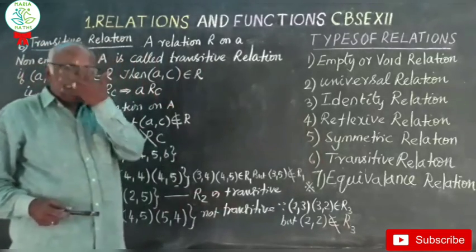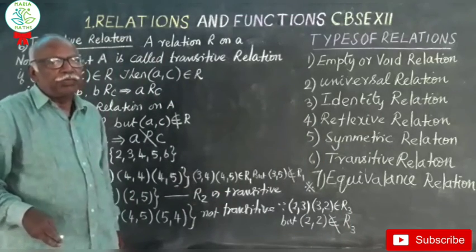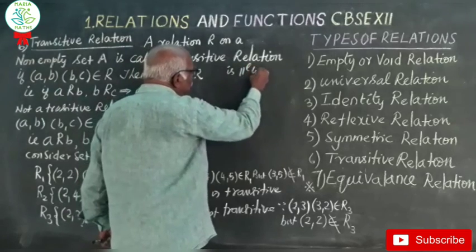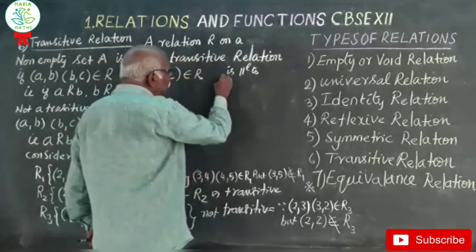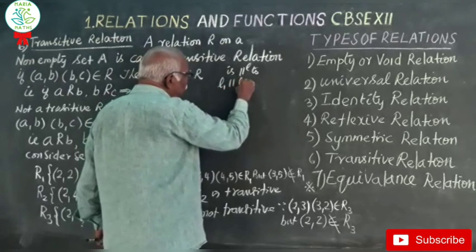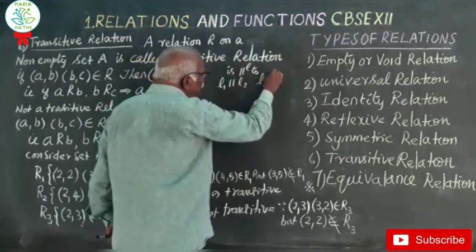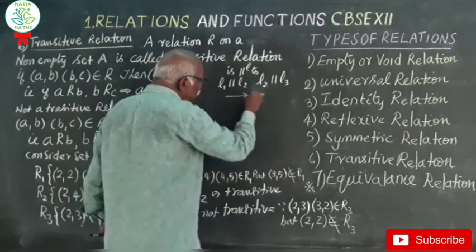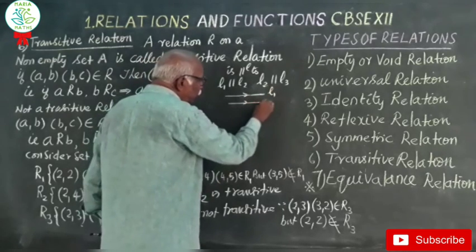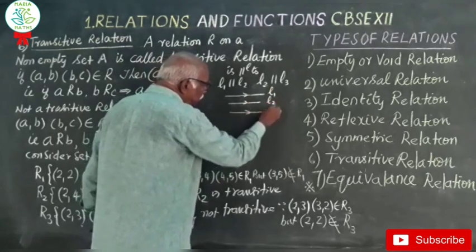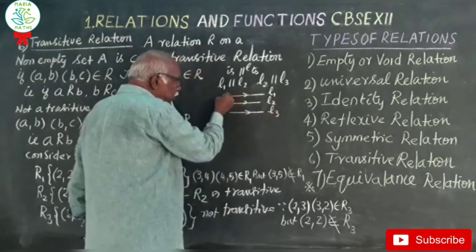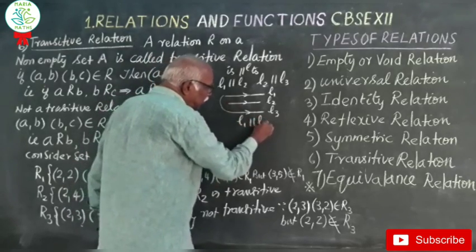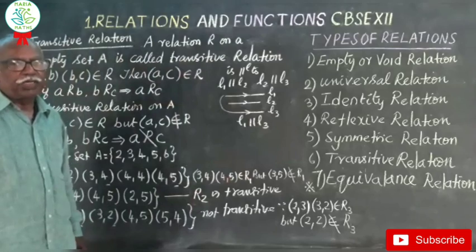In geometric examples, "is parallel to" is a transitive relation. L1 is parallel to L2, L2 is parallel to L3, then in turn L1 and L3 are parallel. L1 is parallel to L3. Therefore, "is parallel to" is a transitive relation.